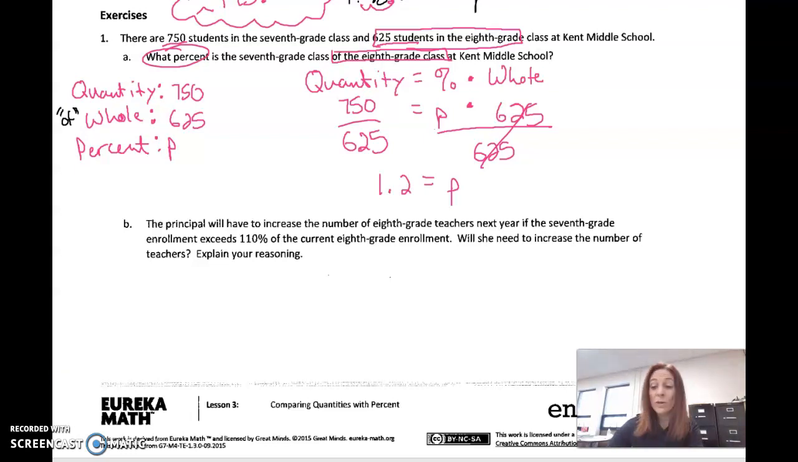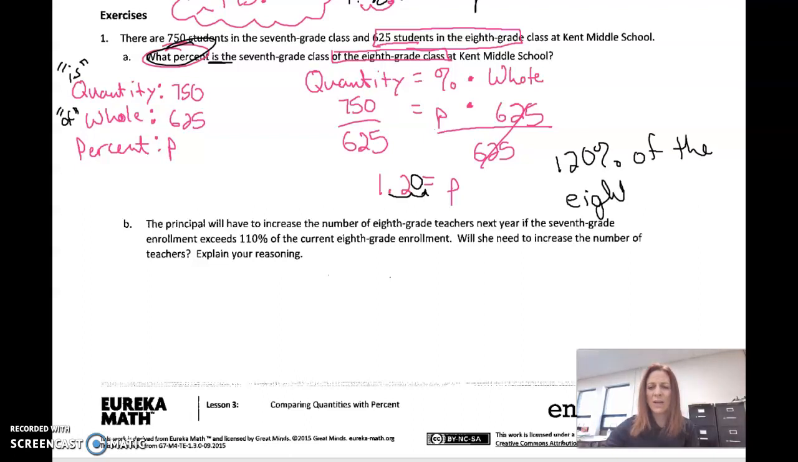Now, always make sure you're answering the question being asked, and it says, what percent is that? This isn't a percent, this is a decimal. So to change a decimal to a percent, we move the decimal point over 2 places and add the percent sign. So if it asks what percent the 7th grade class is of this, I should have marked that down there. Remember, that is our quantity. What percent is the 7th grade class of the 8th grade class? Well, it's 120% of the 8th grade class.